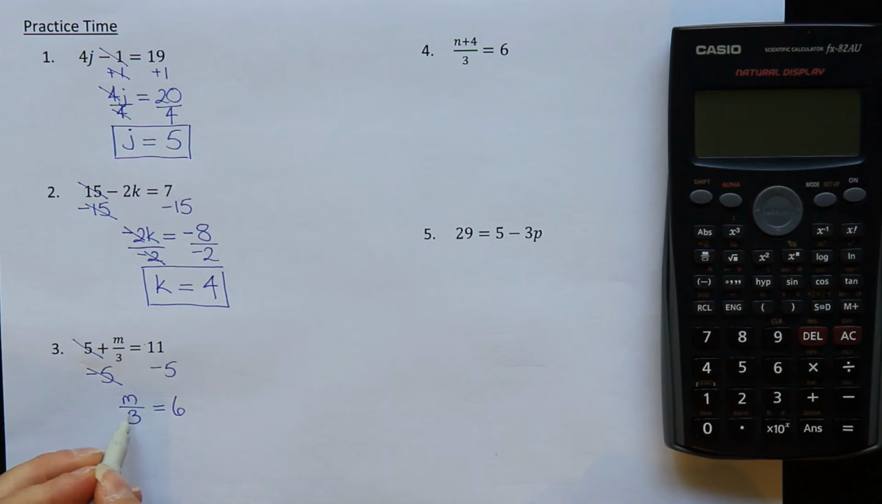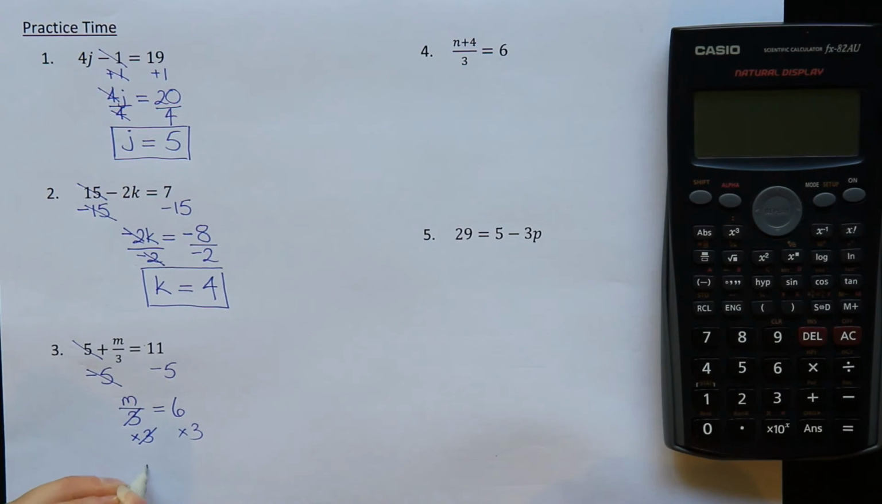Now to move the 3. That's divided there, so the opposite is to times by 3. m is now by itself. 6 times 3 is 18.